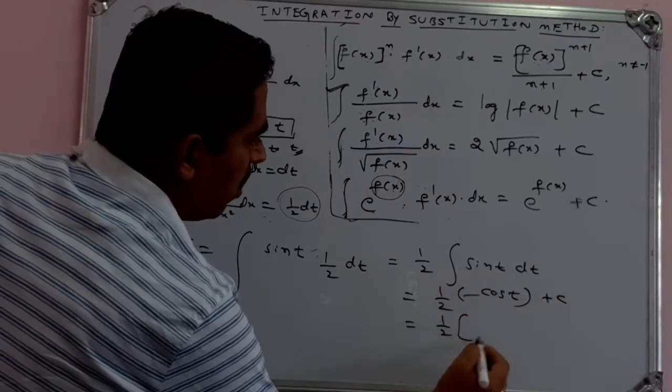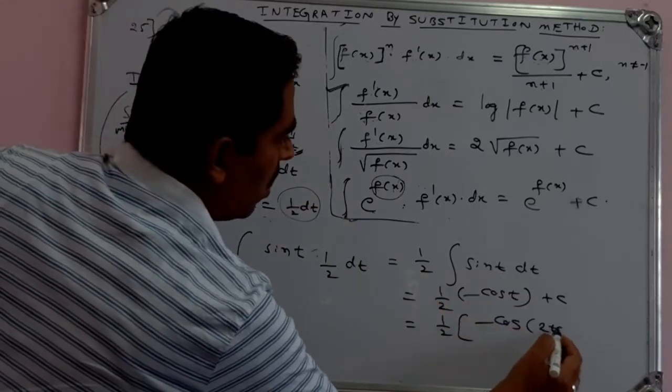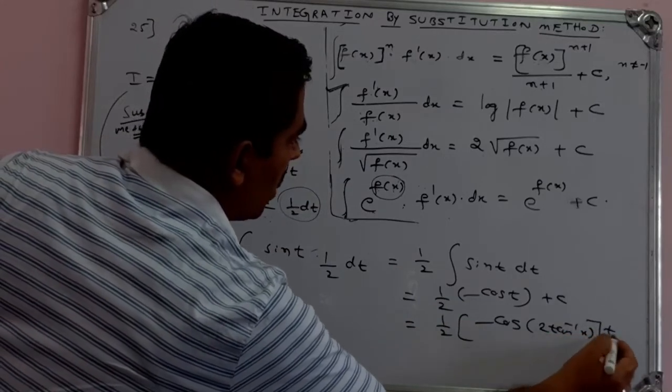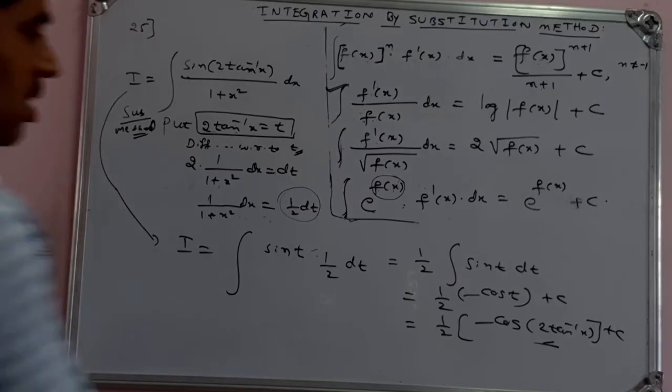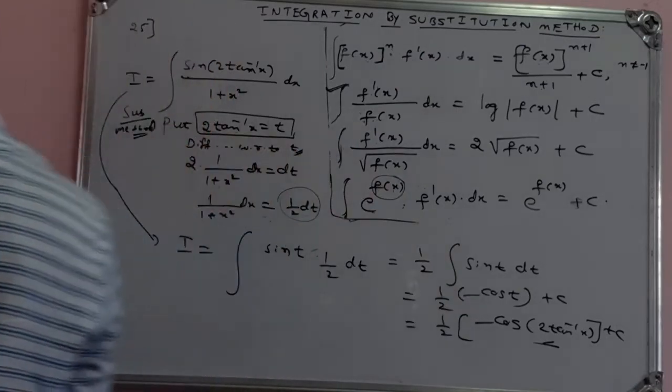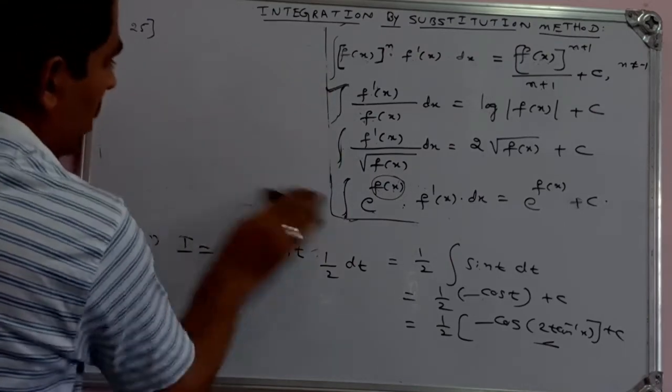That is half into minus cos, and this t means 2 tan inverse x, plus constant of integration. So that will be half into minus cos of 2 tan inverse x plus c. So here our substitution is 2 tan inverse x is equal to t. This is the 25th. Then let us go for another problem.